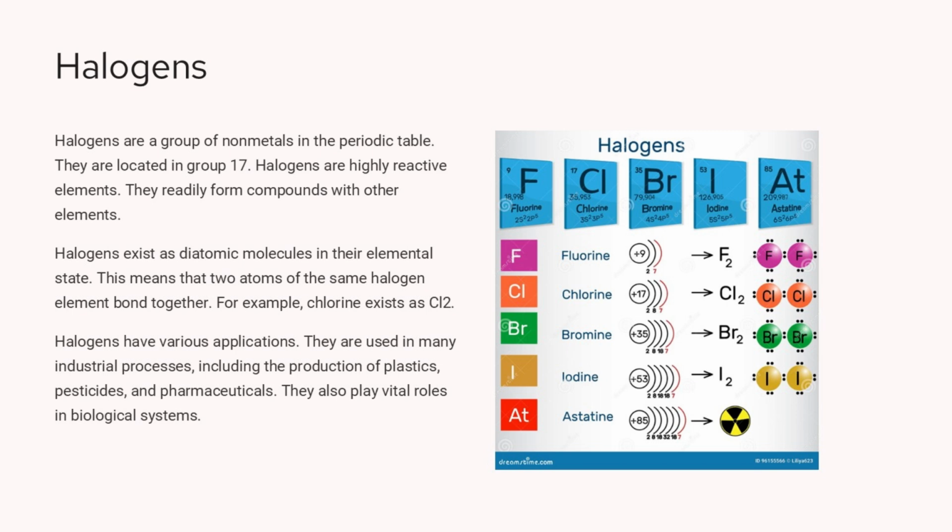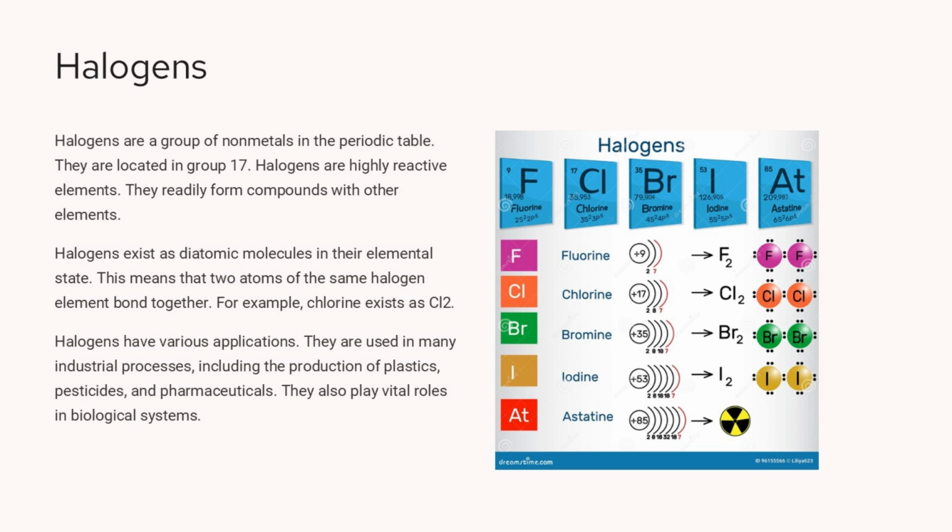Halogens are a group of highly reactive nonmetal elements in the periodic table, located in group 17. Halogens exist as diatomic molecules in their elemental state, meaning two atoms of the same halogen element are bonded together, such as chlorine, Cl2. Halogens have numerous industrial applications, including the production of plastics, pesticides, and pharmaceuticals. They also play important roles in biological systems.